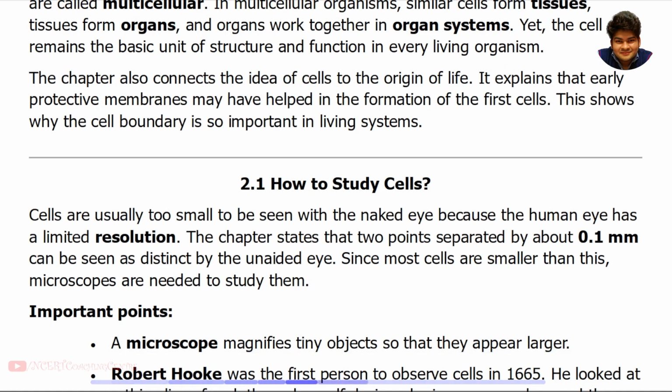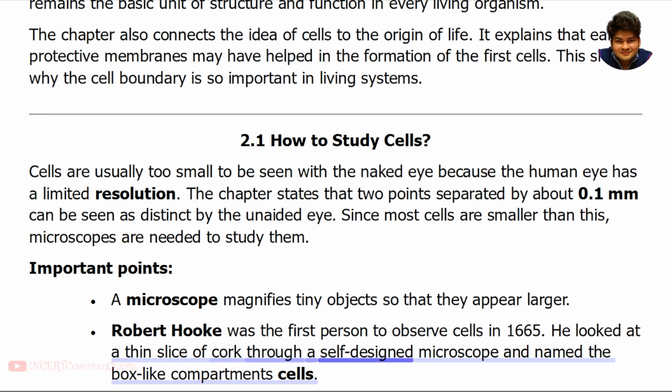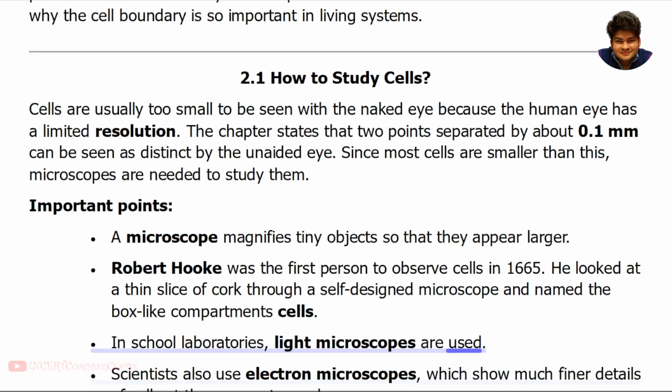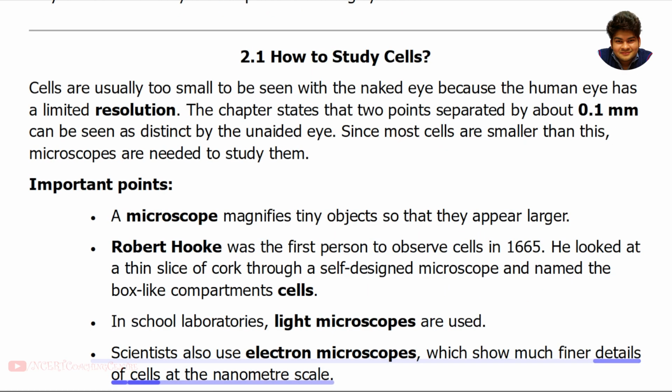Robert Hooke was the first person to observe cells in 1665. He looked at a thin slice of cork through a self-designed microscope and named the box-like compartments cells. In school laboratories, light microscopes are used. Scientists also use electron microscopes, which show much finer details of cells at the nanometer scale.